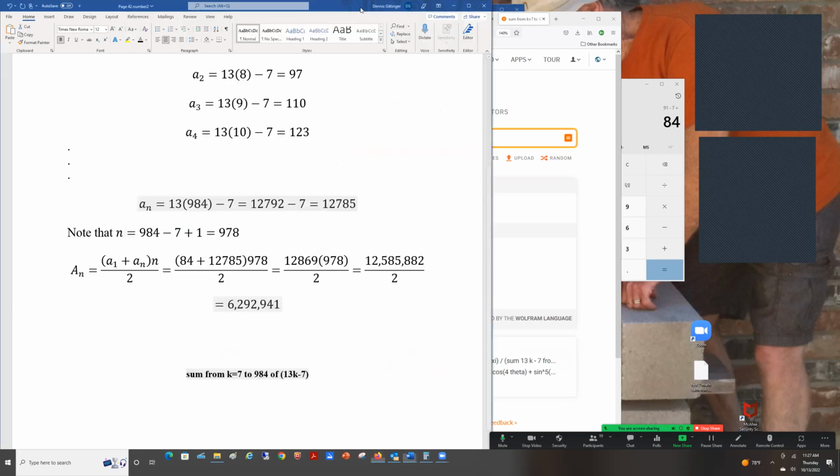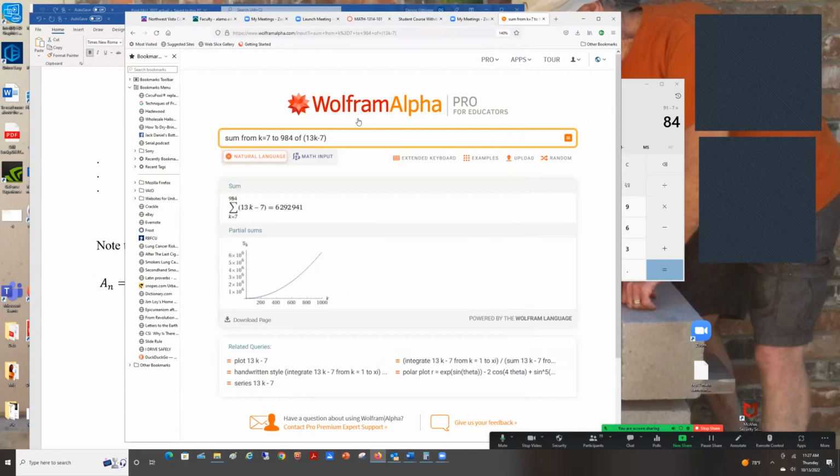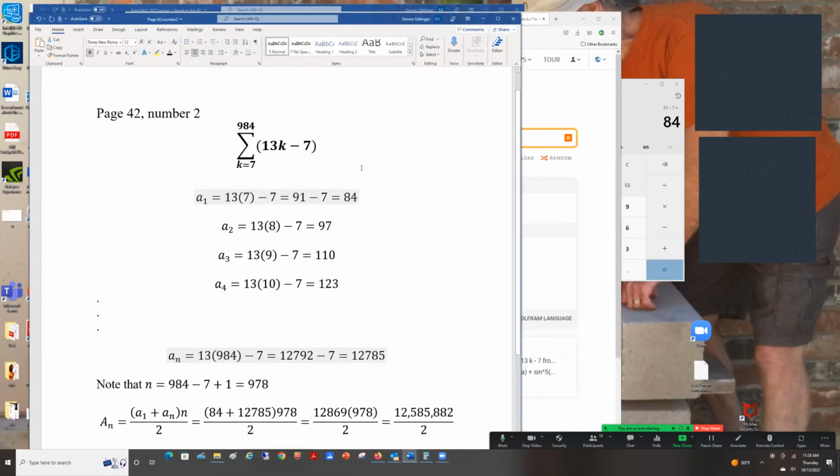Now, here is the wonderful news. You will be allowed to use Wolfram Alpha on the actual test to get the answer, which means I want you to become really, really familiar with it beforehand.